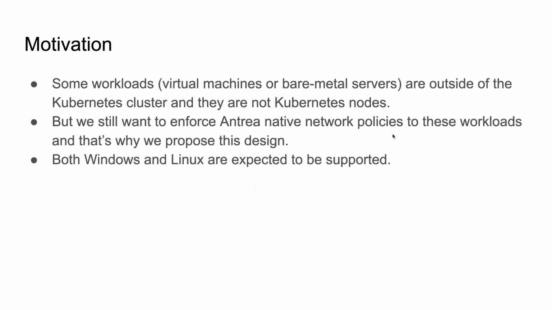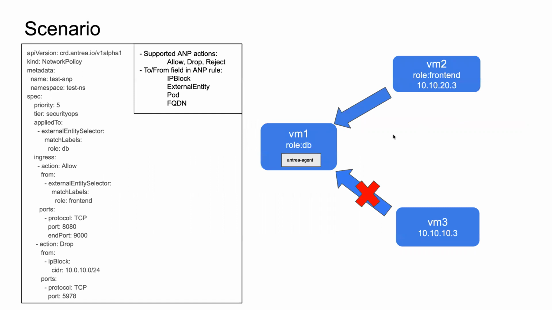Here's some background and motivation. Some workloads, like virtual machines or bare metal servers, are outside of the Kubernetes cluster, and they are not Kubernetes nodes. But we still want to enforce our Antrea native network policies to these workloads. That's why we propose this design. We also expect both Windows and Linux operating systems will be supported for this feature. And we have an example scenario for this feature.